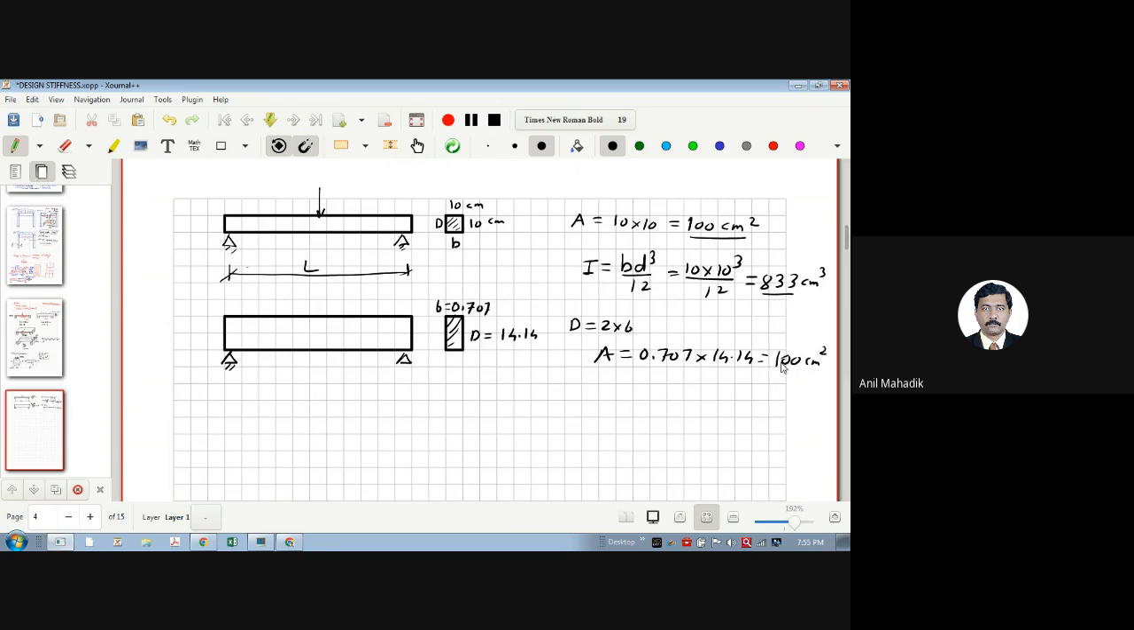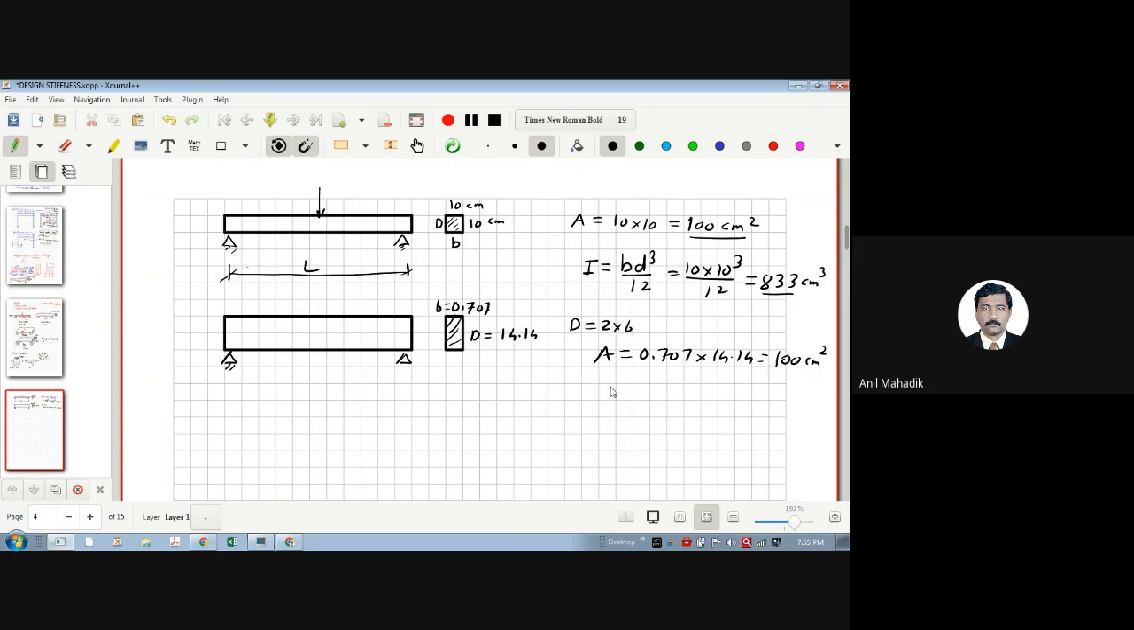Okay. Are you getting? Yes, sir. So the area is the same. I'm keeping the area the same, but I have changed the dimensions. So I have increased the depth such that it is 2 times the width B.